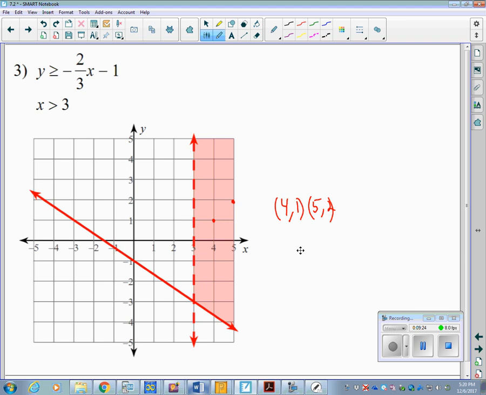Okay, and that is graphing a system of inequalities.